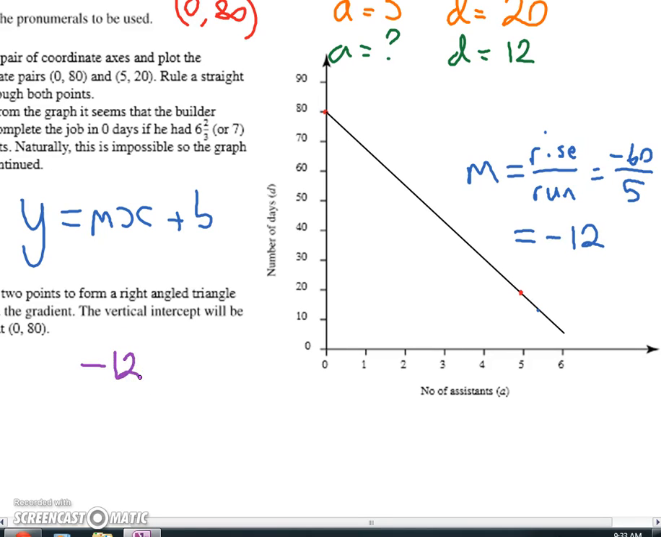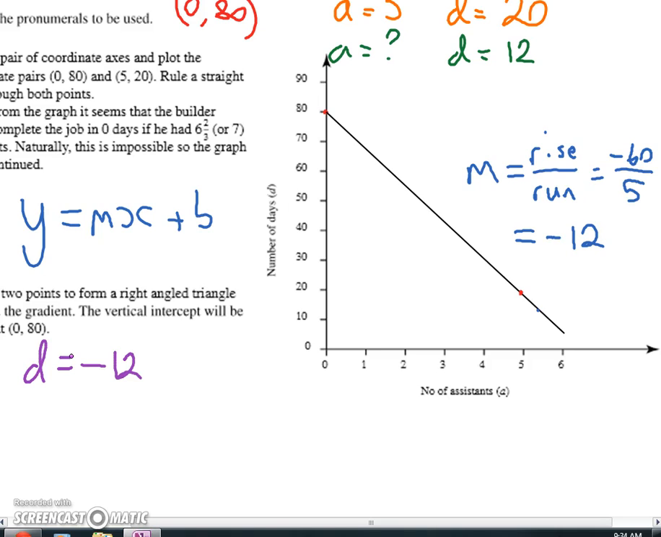Okay, so we've got the minus 12 instead of our m. What's going to be instead of y? What's our independent, our dependent variable in this case? Have a look at the graph. D, well done. D is the dependent one. The number of days depends on it. So we've got D equals minus 12 instead of x.